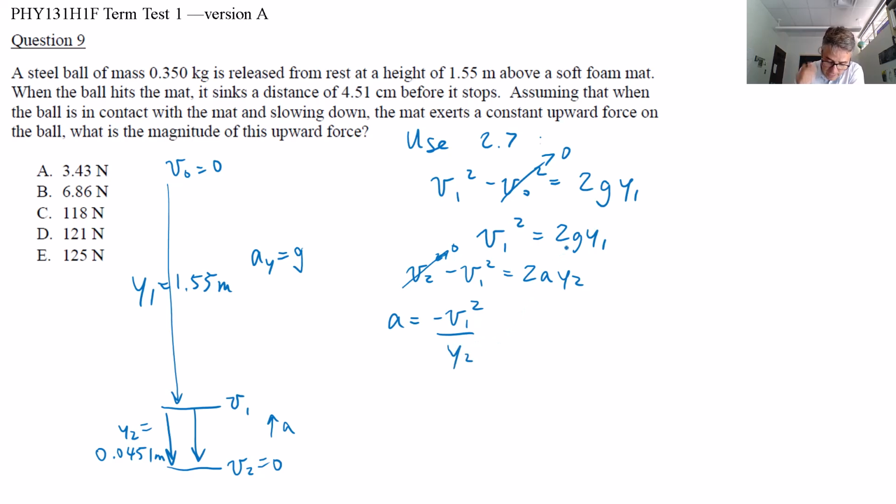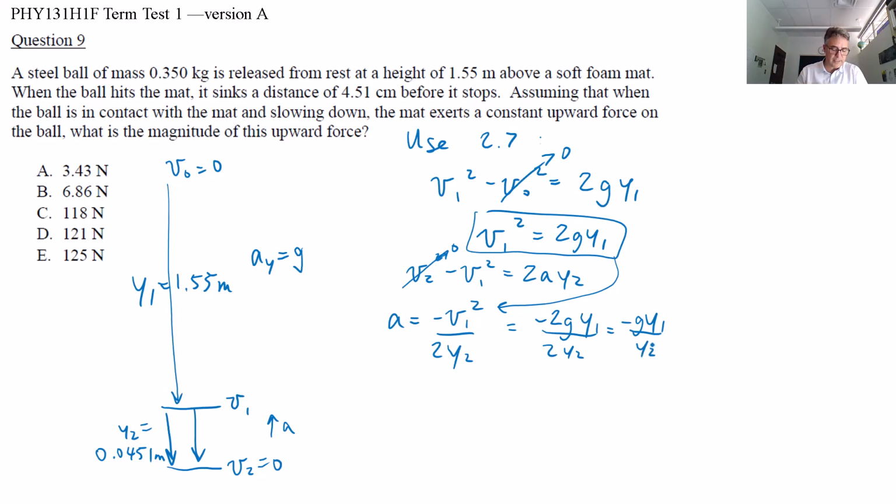And in fact, I already solved for V1 squared, so I can just plug it in here. So the acceleration is equal to negative 2 times g times y1, oh, I forgot a 2 here, divided by 2 times y2. And the 2's cancel, and you get the acceleration is negative g times y1 over y2. Okay, so that's the acceleration.